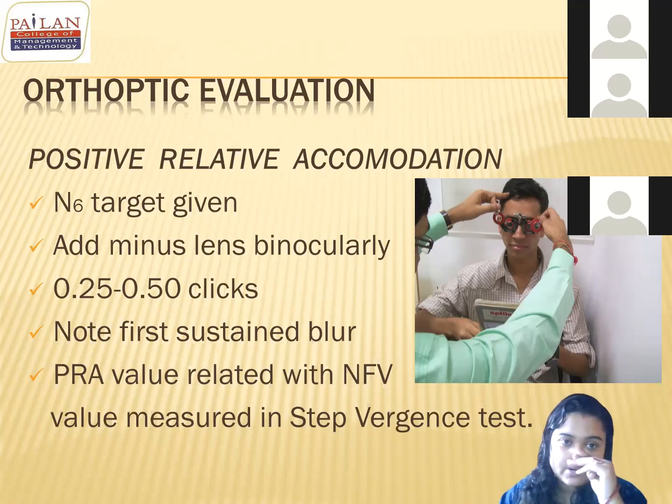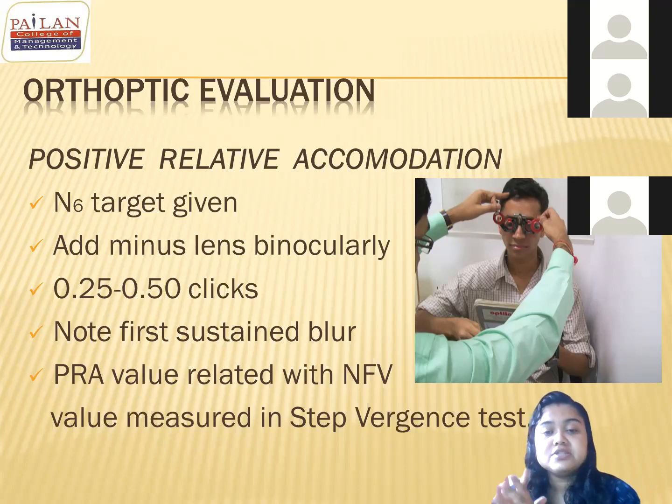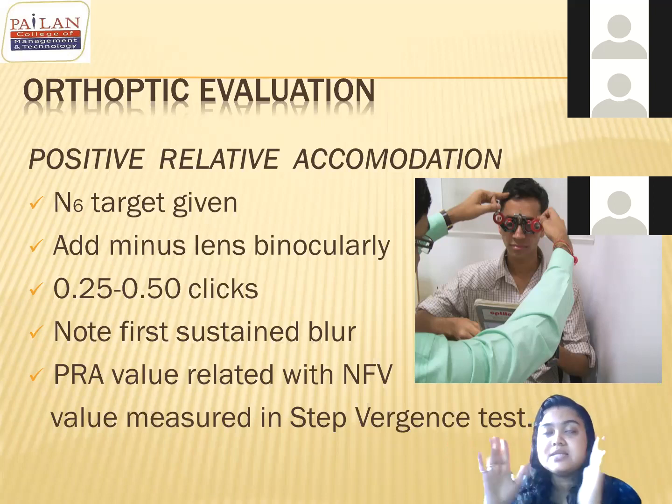Let me discuss the positive relative accommodation. Once you measure the negative relative accommodation, you note it down. Negative relative accommodation we always do binocularly. We add the plus lenses binocularly. Suppose you have got around plus 2.5, note it down. That means you have relaxed the accommodation to the highest level, that is the NRA value.